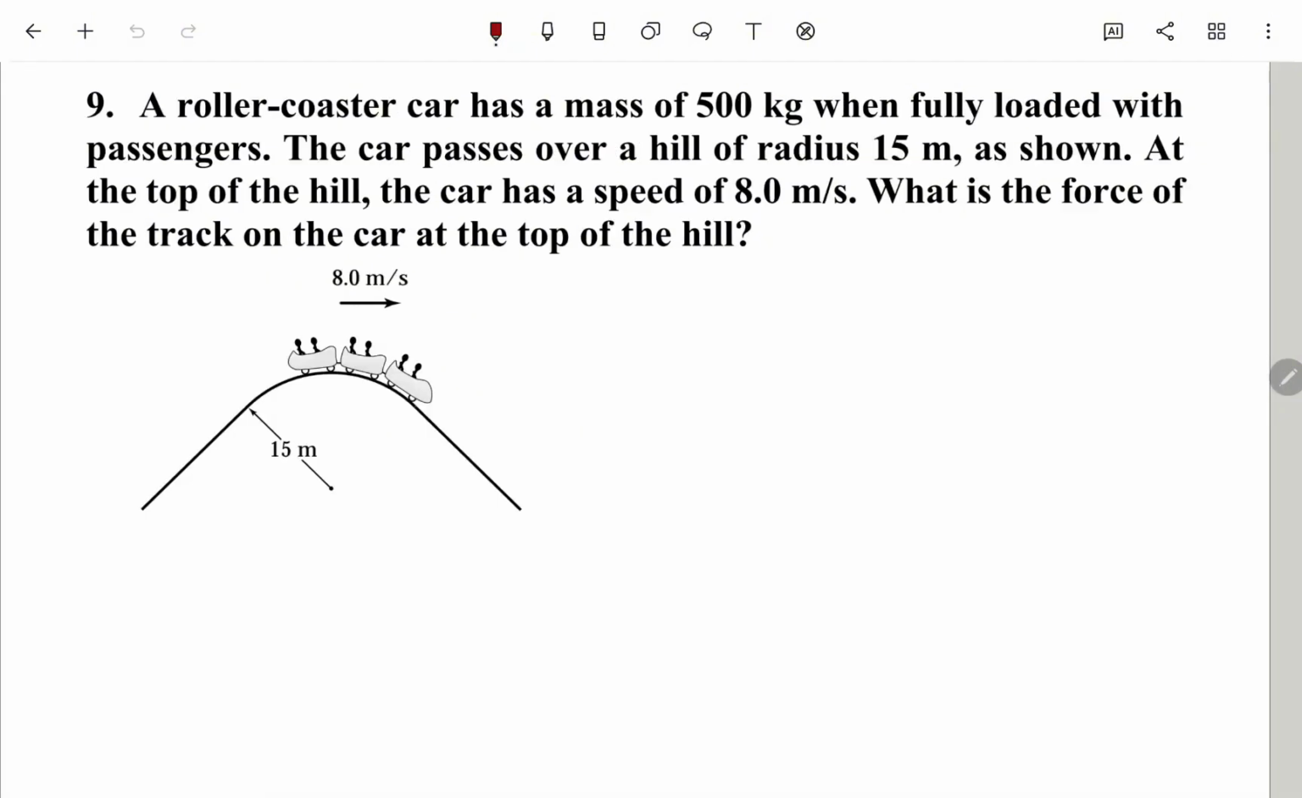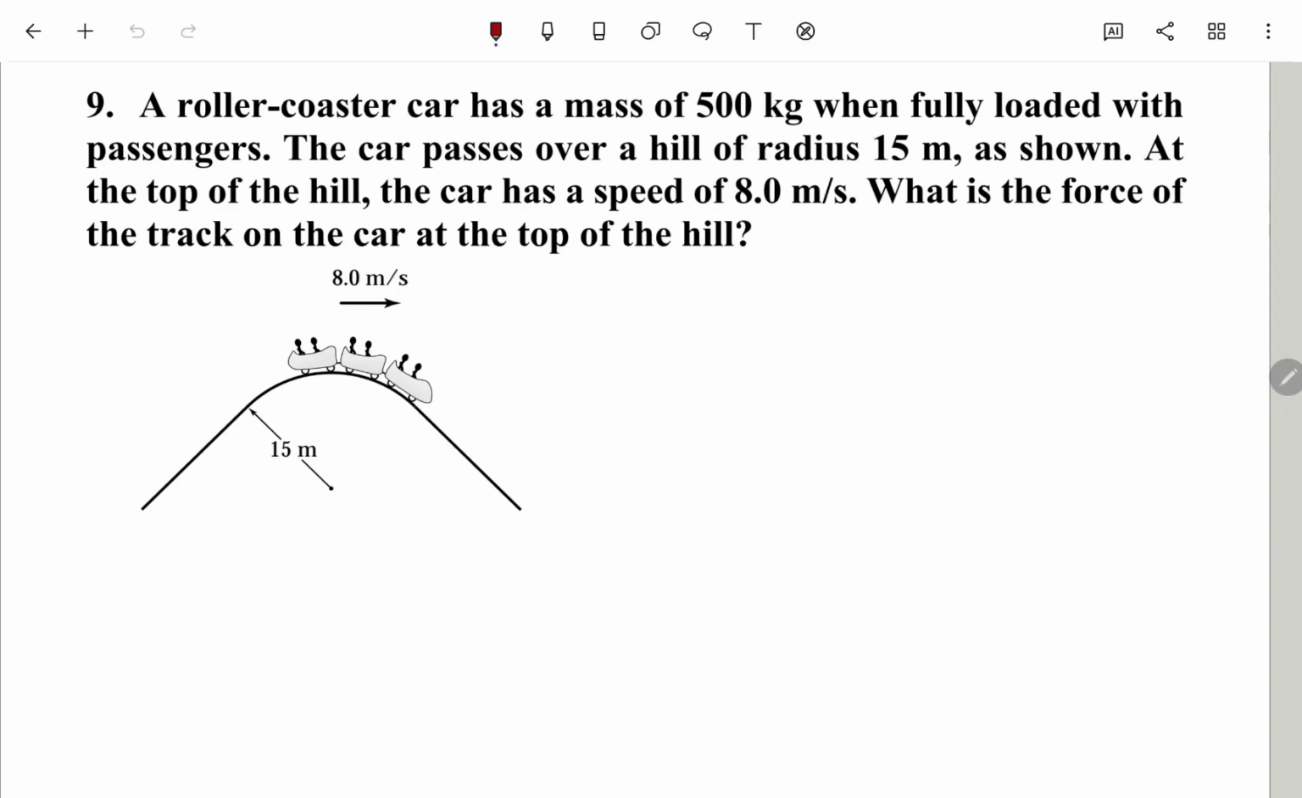A roller coaster car has a mass of 500 kilograms when fully loaded with passengers. The car passes over a hill of radius 15 meters as shown in the figure. At the top of the hill, the car has a speed of 0.8 meters per second. What is the force of the track on the car at the top of the hill?